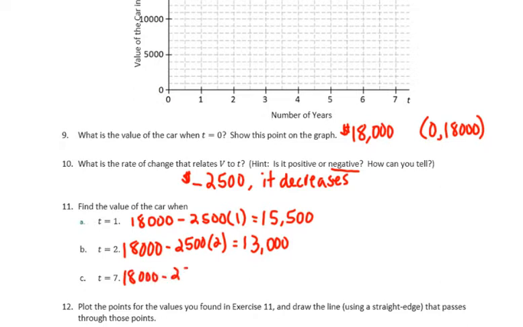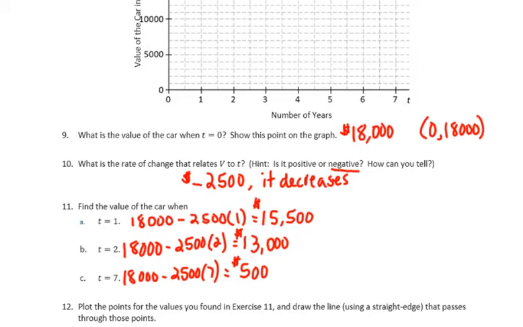And for 7 years, 7 times 2,500 is 17,500, so I get $500 left. So after 7 years, my car is almost worth nothing.